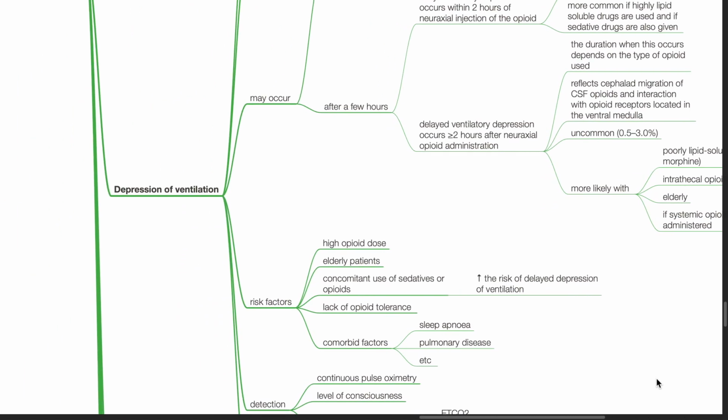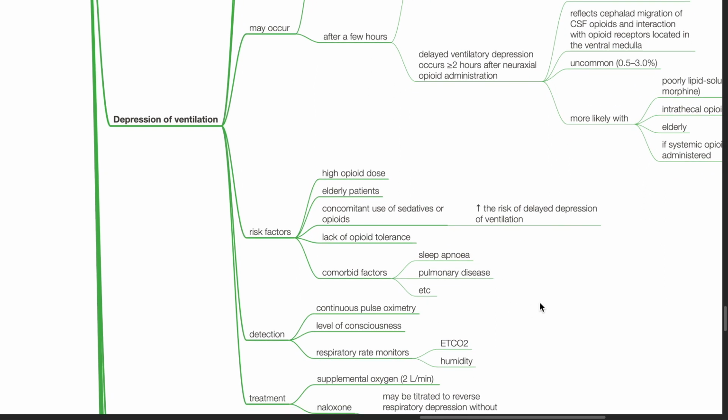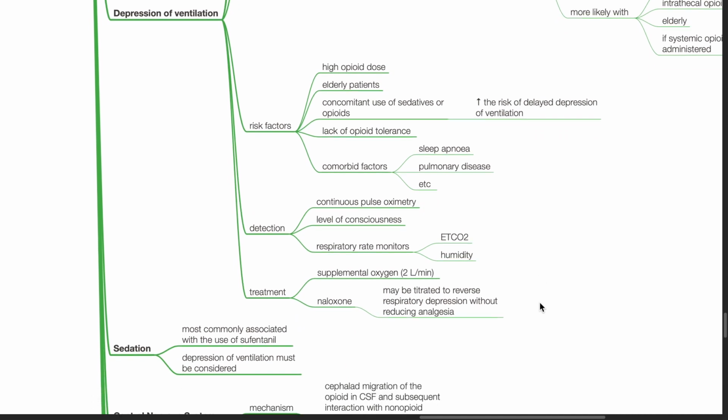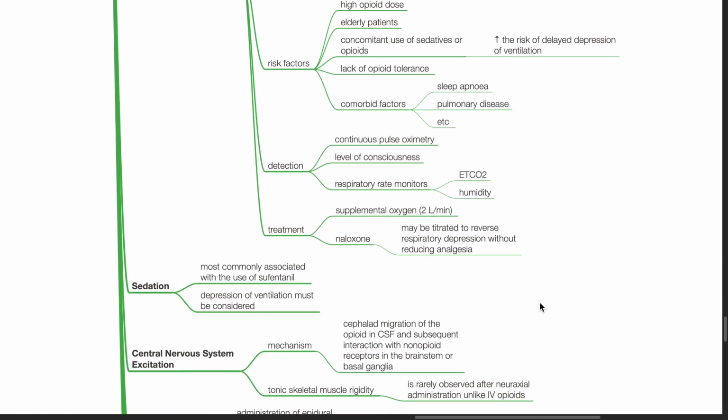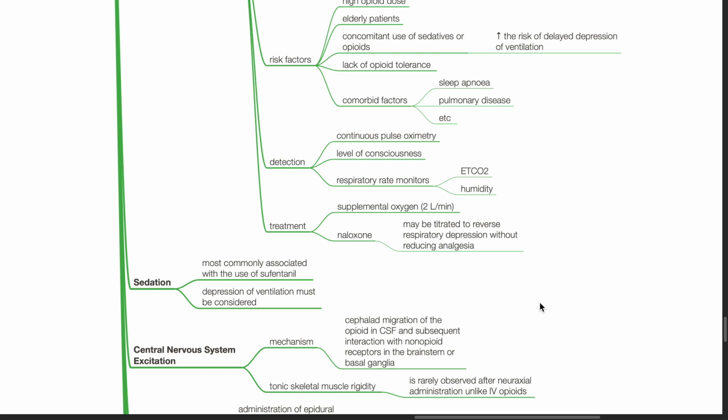Risk factors include high opioid dose, elderly patient, concomitant use of sedatives or opioids, lack of opioid tolerance, and comorbid factors such as sleep apnea and pulmonary disease. Detection is via continuous pulse oximetry, level of consciousness, and respiratory rate monitors such as EtCO2 and humidity. Treatment is with supplementary oxygen, resuscitation according to ATLS protocol, and naloxone, which may be titrated to reverse respiratory depression without reducing analgesia.